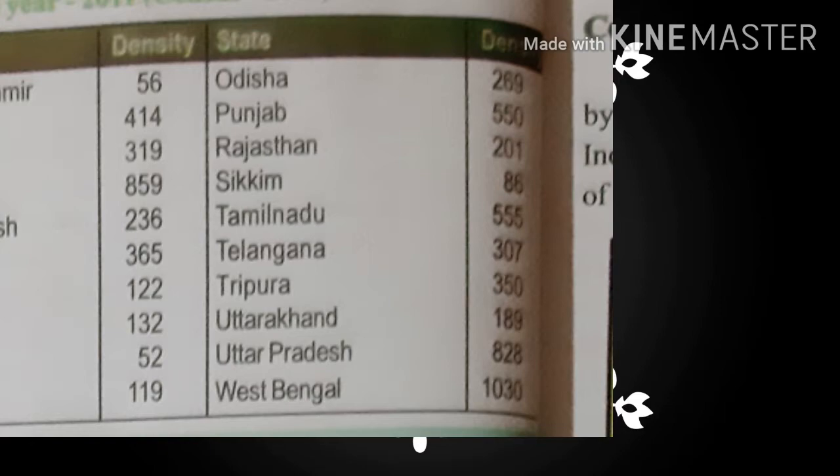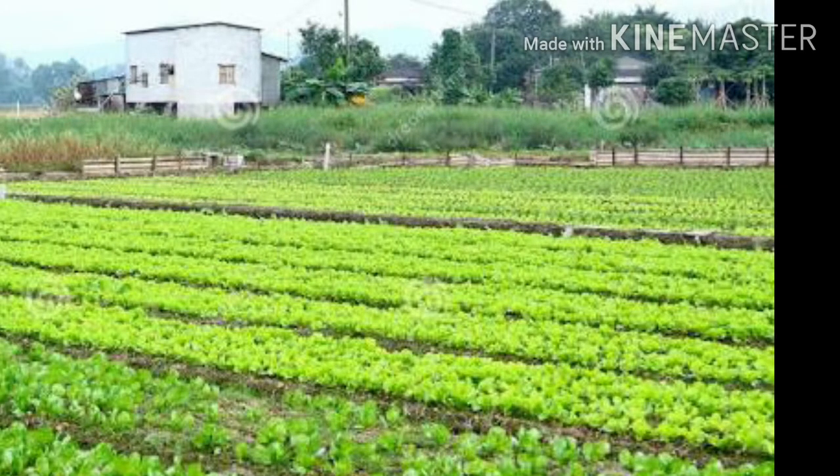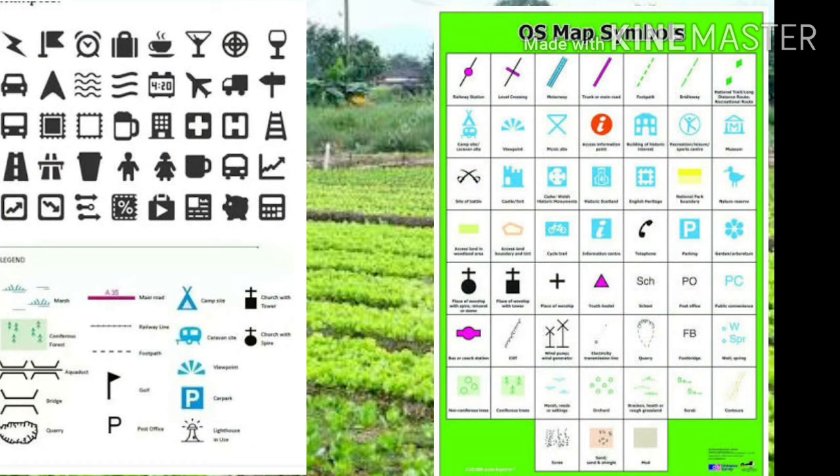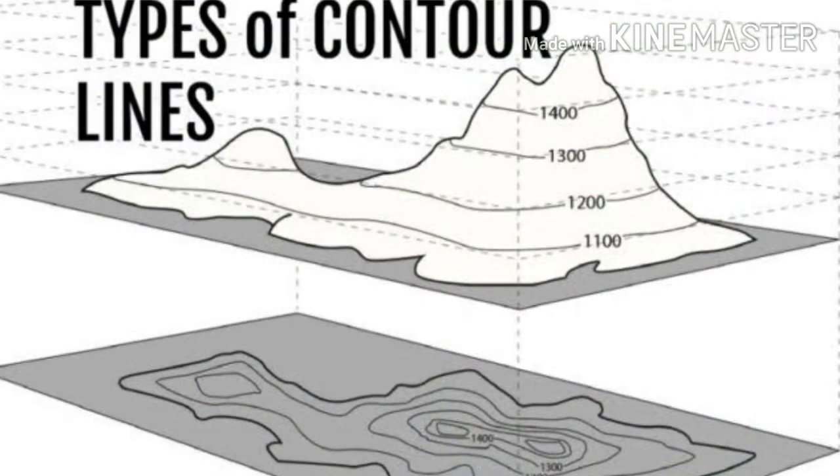828, West Bengal 1030. In this table you are seeing that in our country density of population is different in different states. This can be shown in the thematic map with different colors. Dear children, here you can see some conventional symbols on the map. In your textbook you can see very clearly. Read and try to understand the meaning of the symbols and points. Next, the main question: how can we show the height and depth of places?